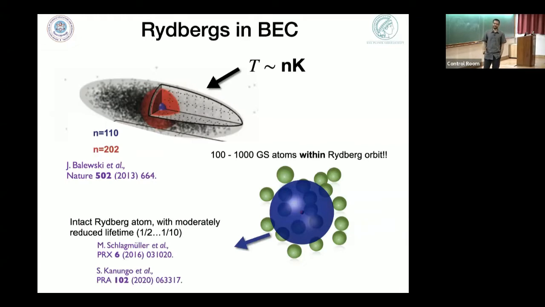Having said that, some sort of mass effects do happen. So experiments have measured the lifetime of the Rydberg atom in the BEC and find it mostly behaves nicely. Maybe the lifetime is reduced by a factor of 2 or a factor of 10. So things do happen, but it's not really catastrophic.